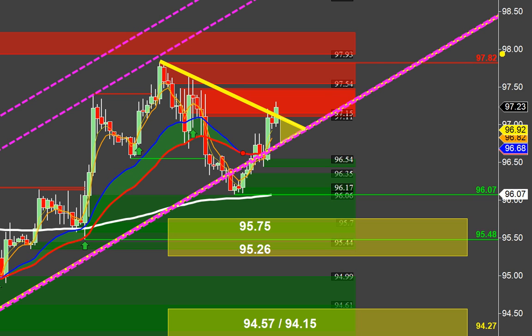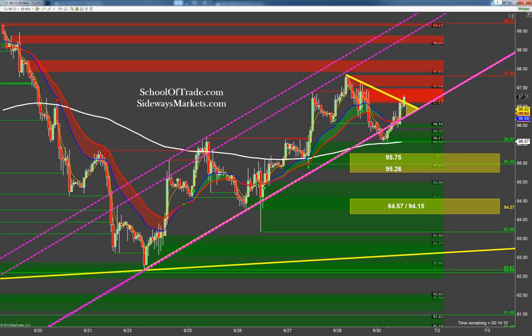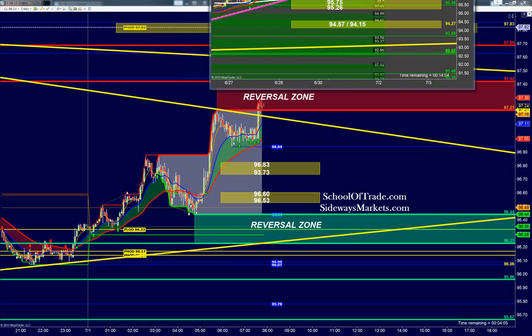I'm shooting for that 97.82, right? That's a little bit too easy to see, that level overhead. 97.82 will be an easy runner target for us if you're getting long with me this morning. So buying pullbacks here long term. Again, short term, though, don't be surprised if this thing comes off these highs in the short term and sets up for a nice opportunity to get long.